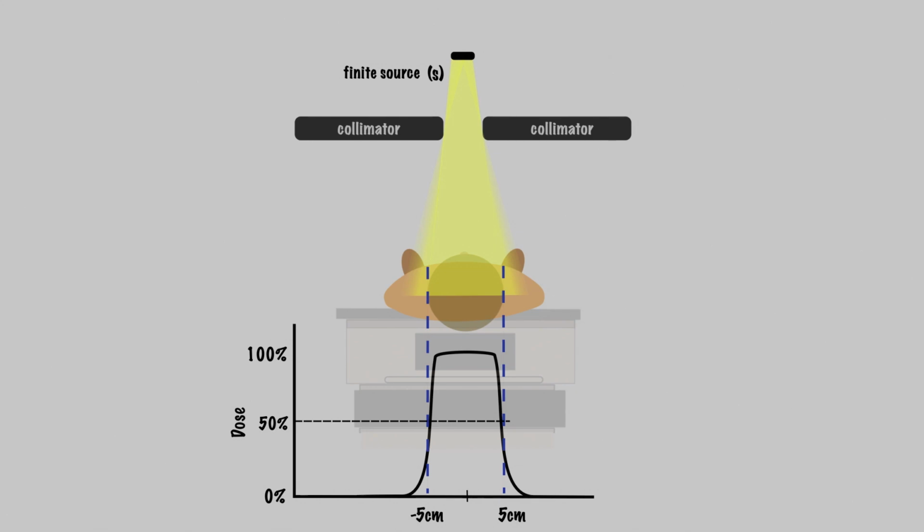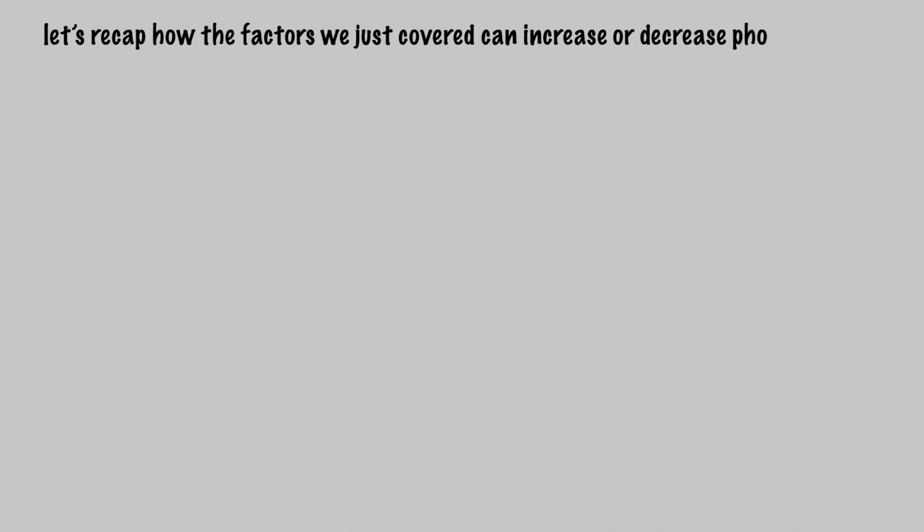So if we have a 10 by 10 centimeter field, it's 10 centimeters from the 50% dose on one edge to 50% on the other edge. Another way to say that is the dose drops to 50% at a distance of 5 centimeters from the central axis. Alright, now let's recap how the factors we just covered can increase or decrease photon penumbra.